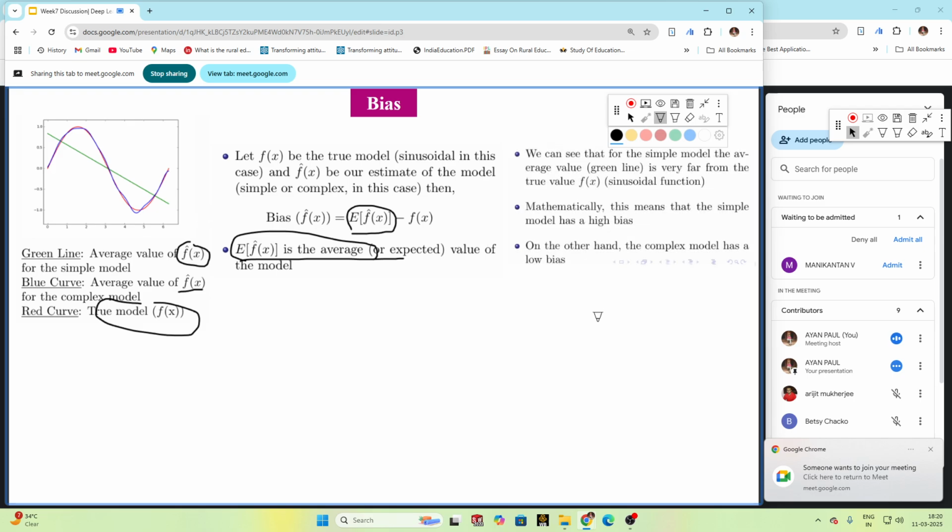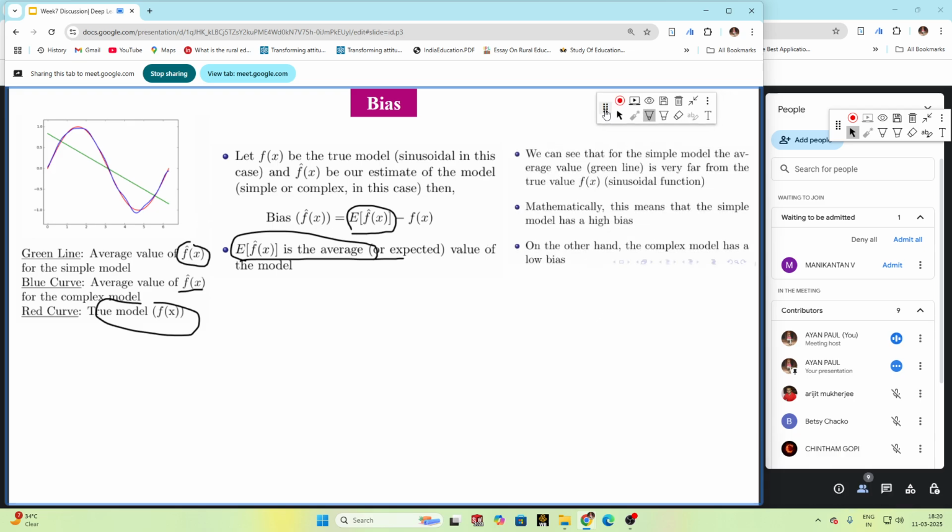Now we have two kinds of model: one is a simple model and one is a complex model. This is our simple model, so let me write S here, and this blue color line is our complex model. If I compare the simple model with the red color line, what I am seeing is that a simple model has a higher bias, but the complex model has a lower bias. This is about bias.